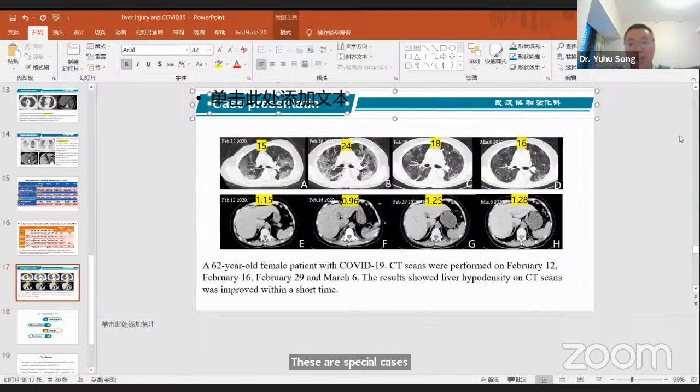These are special cases. We detected a 62-year-old female patient with fibrosis. CT scans were performed on February 12, February 16, February 20, and March 6. We can see that with treatment, the primary lesions improved. We can see the liver hyperdensity on CT scan improved within a short time. So we demonstrated this was not caused by fatty liver.